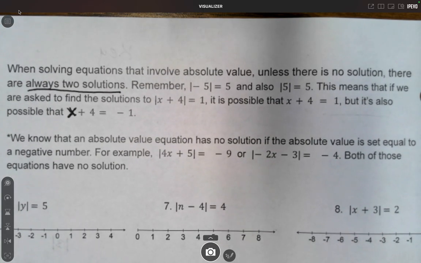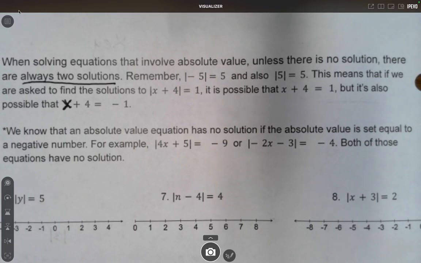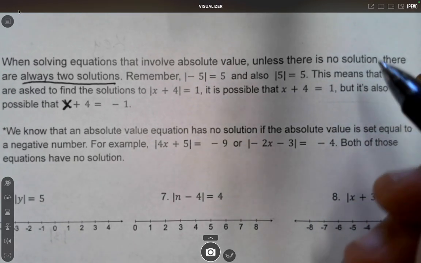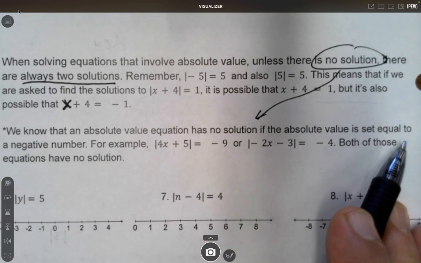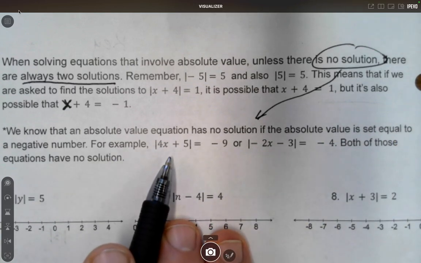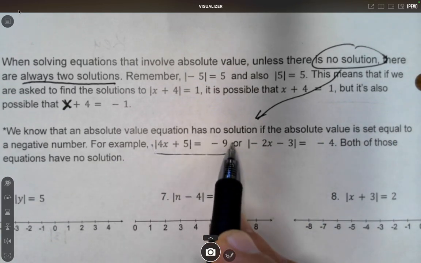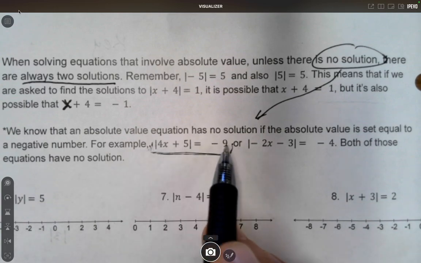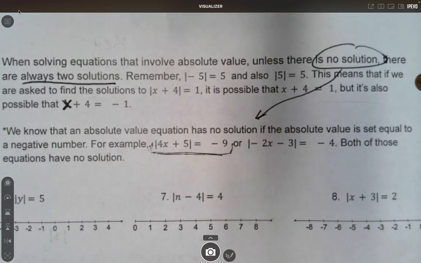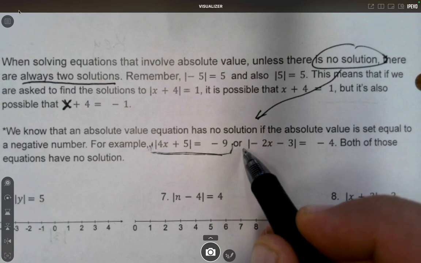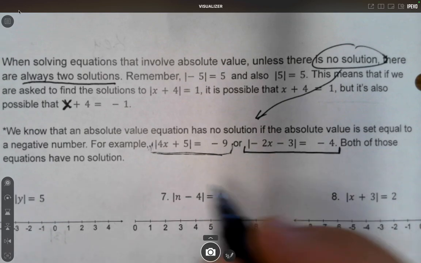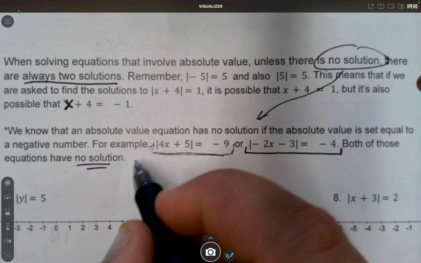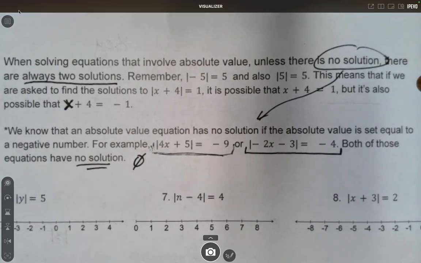So what that tells us is the absolute value equation has no solution if it's set equal to a negative number. So this is where the no solution is coming in, right here. Right here, we know this cannot be true because there's no way an absolute value can ever equal a negative number. It can equal 0 or any positive number, but it can never ever equal a negative number. Same here. Absolute value of this equals negative 4. That cannot be true. So both of these have no solution. And you can write those words, or you can use that 0 with a slash through it to say no solution.